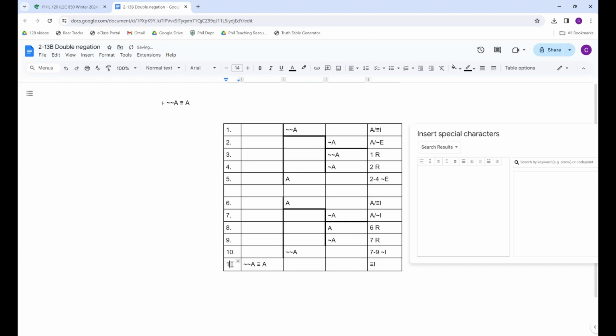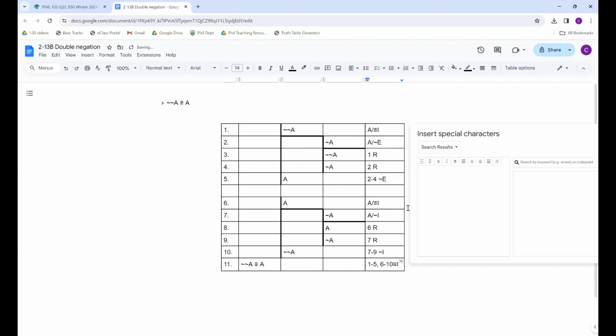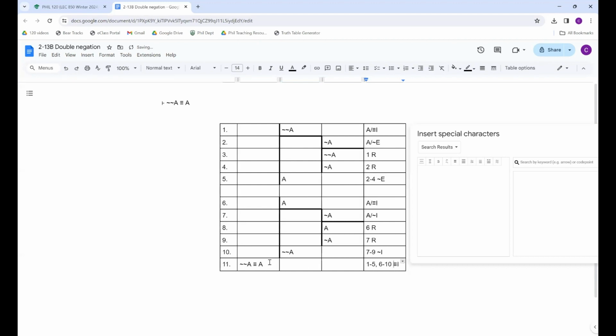Now to finish the derivation, all we need to do is put in the line numbers here. So we just need to cite both subderivations. It's going to be 1 to 5 and 6 to 10. Just expand the row a little bit so it fits. And there we are. Now we're all done. We have derived that theorem.